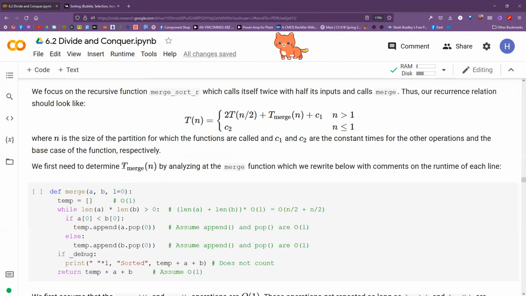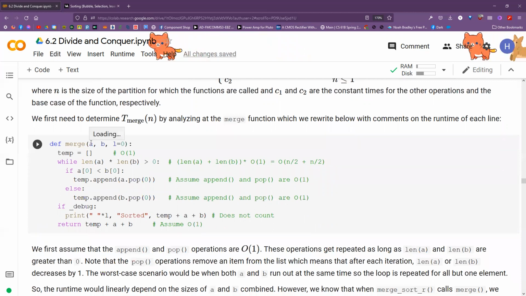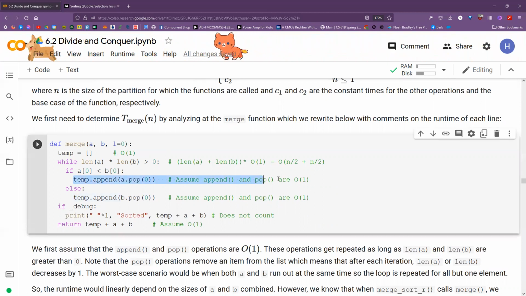So, in order to get yung ating time complexity or yung running time ng merge, tignan natin ang ating merge function. So, meron tayong isang while loop dito, which will be the source of additional or non-constant na time complexity. So, we first assume na yung operation ng pag-pop at saka pag-append are of 1 or constant.